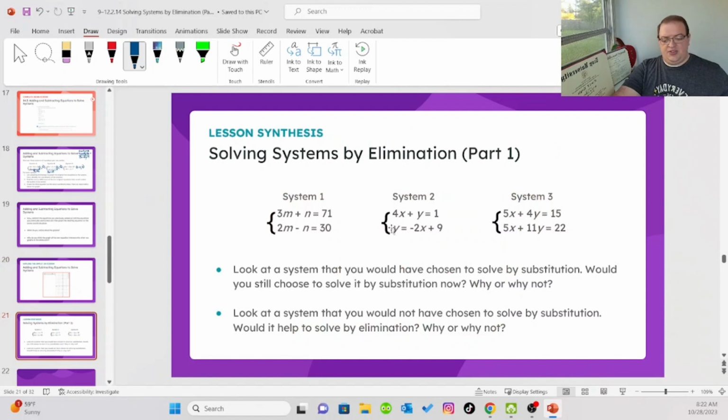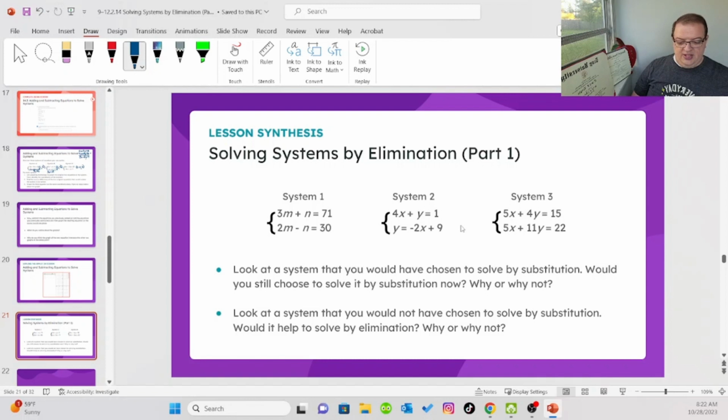So our lesson synthesis: look at a system that you would have chosen to solve by substitution. Would you still choose to solve it by substitution now? Why or why not? Look at a system that you would not have chosen to solve by substitution. Would it help to solve by elimination? Why or why not? Pause the video for a moment, talk with your partner, and then come back to the video.